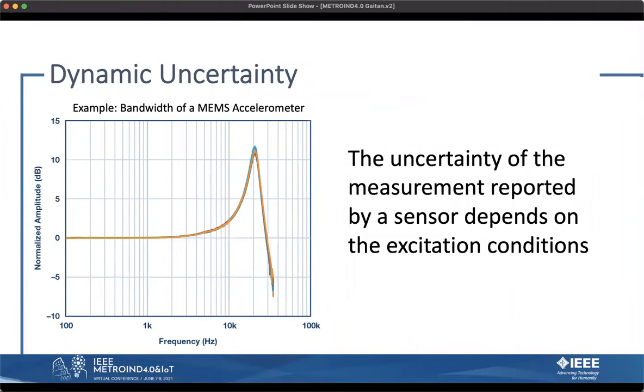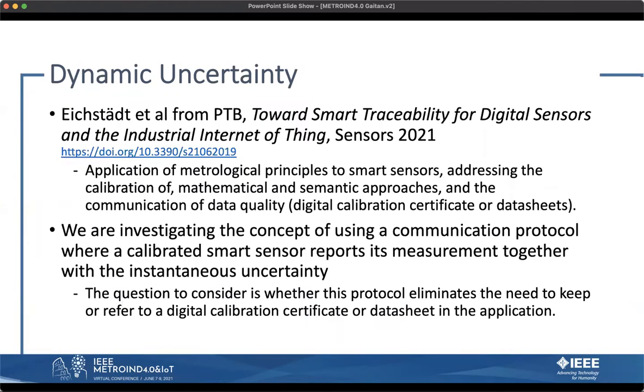Dynamic uncertainty basically is this idea that the uncertainty of the measurement reported by a sensor depends on the excitation conditions. The analysis for dynamic uncertainty has been reported, for example, from PTB in this paper that you can find online, Towards Smart Traceability for Digital Sensors and the Industrial Internet of Things. So there's quite a bit of work in terms of developing analyses based on metrological principles for smart sensors.